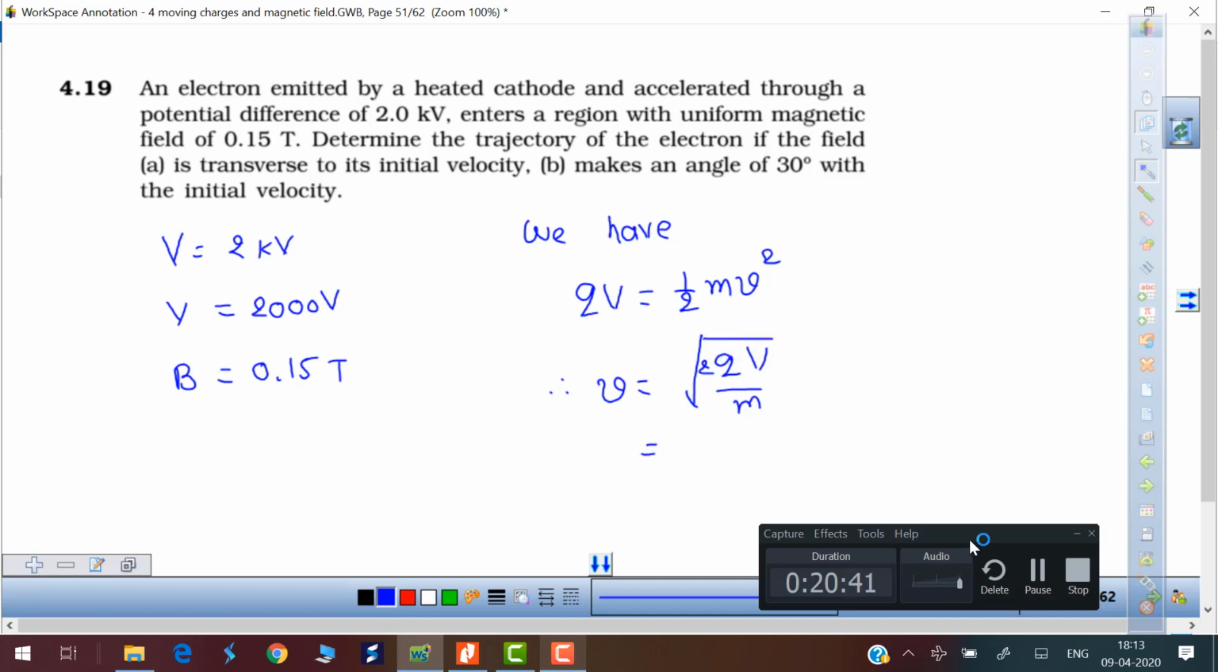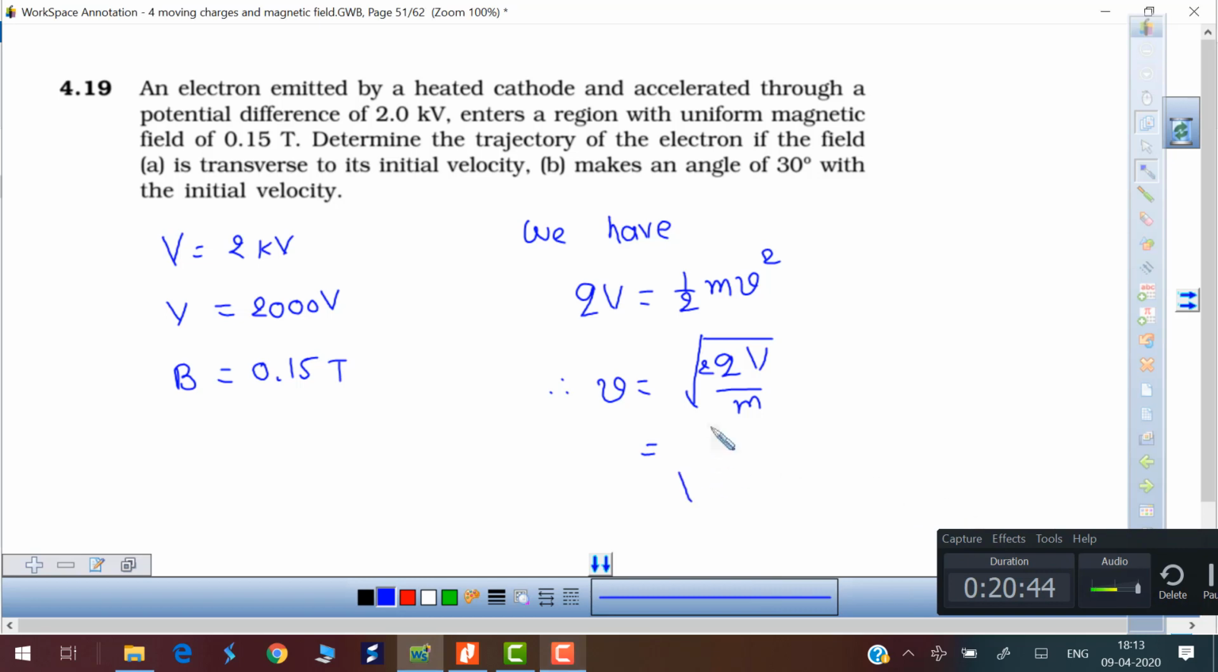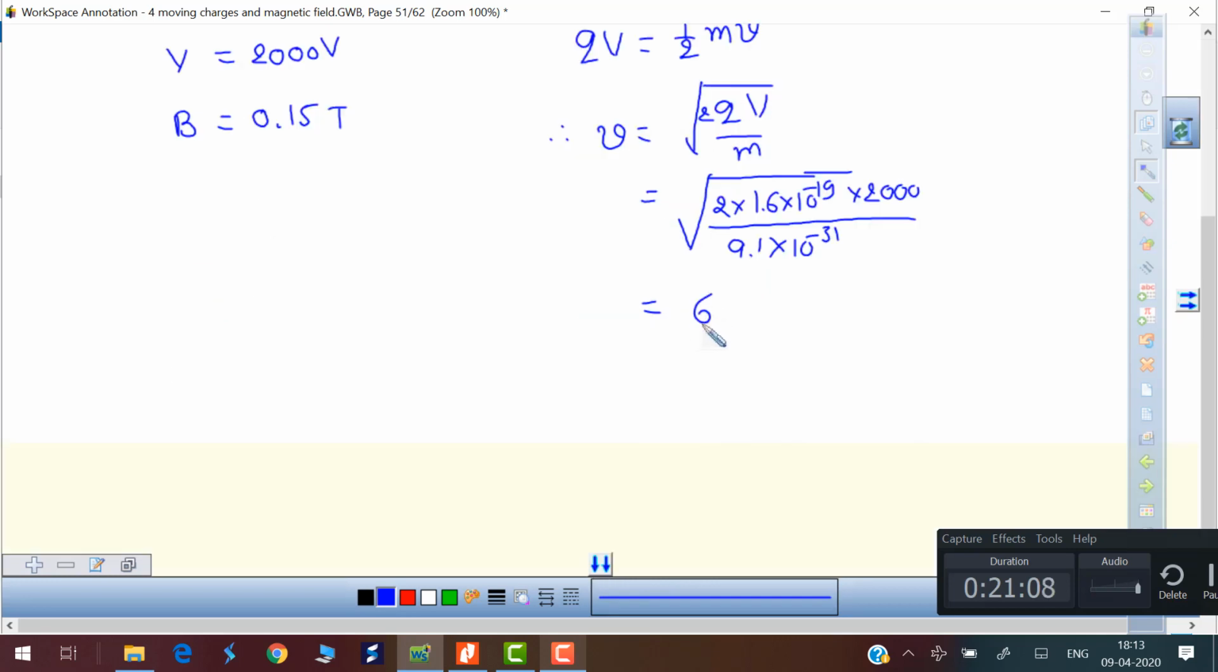So we put the value. What is this? 2 into 1.6 into 10 raised to minus 19, potential is 2000, divided by mass of the electron, that is 9.1 into 10 raised to minus 31. So velocity comes out to be 2.65 into 10 raised to 7 meter per second. So this is the velocity of the electron.